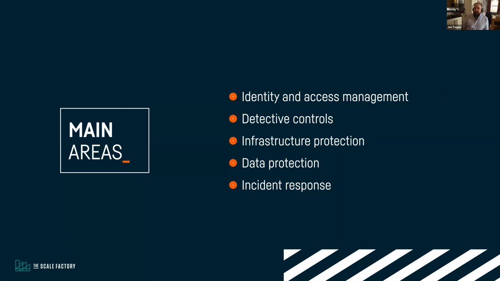Detective controls are how you can see whether or not you have had a security breach. There are a number of products like GuardDuty and so forth for examining your infrastructure on a continuous basis and alerting you when there may have been some kind of security incident happening. Infrastructure protection, which is about preventing those incidents. So things like security groups and firewall rules, web application firewalls, preventing attacks before they happen.